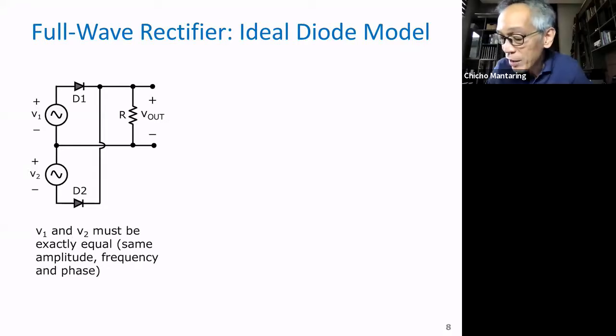Yung isang pangit dito sa rectifier na to is kailangan natin ng dalawang supply, no? Okay. This is the not nice thing about this rectifier, no? That you need two supplies, V1 and V2. And V1 and V2 must be exactly equal. And when we say exactly equal, that means the same amplitude, the same frequency, and the same phase.